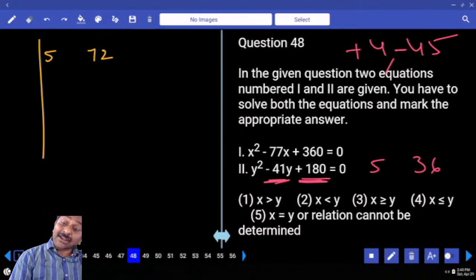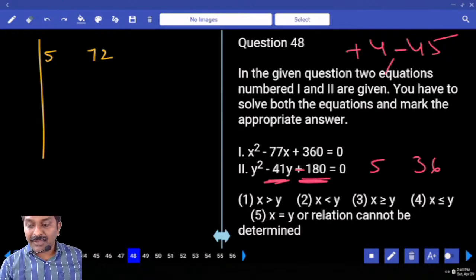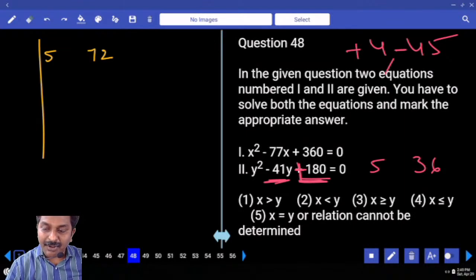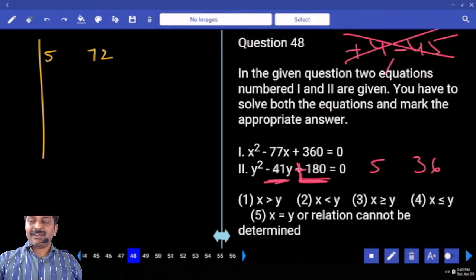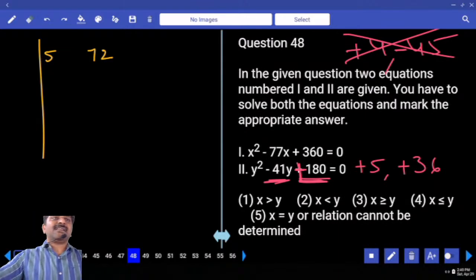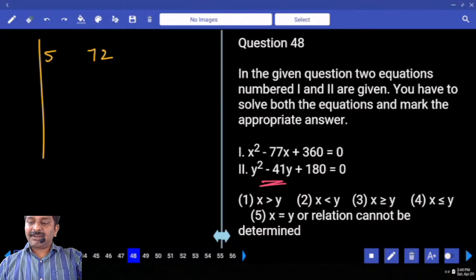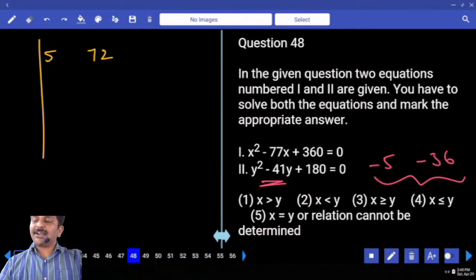So can you take plus 4 and then minus 45 combination? No. You can take that combination if you have minus 180. If you have minus 180, yes, that's the combination. Got it? But here it is positive 180. So this will not work. Plus 5 plus 36 is the right combination. But what is the sum here? Minus 41. So I will take the combination as minus 5 minus 36. Product positive or negative?